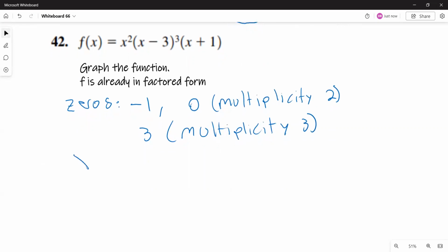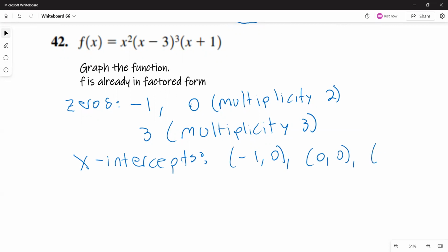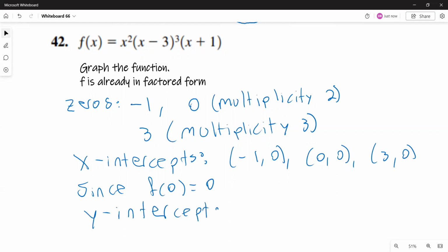The x-intercepts are going to be (-1, 0), (0, 0) the origin, and (3, 0). And the y-intercept is going to be the same as the x-intercept. So since f of 0 is equal to 0, the y-intercept is also an x-intercept, or the graph passes through the origin.